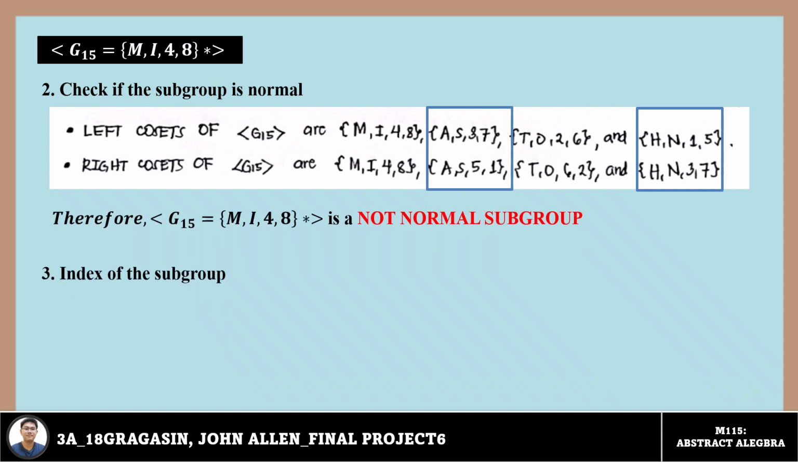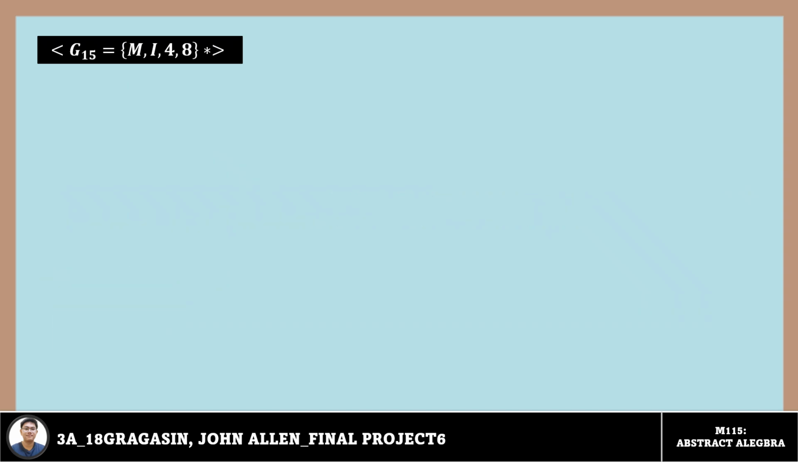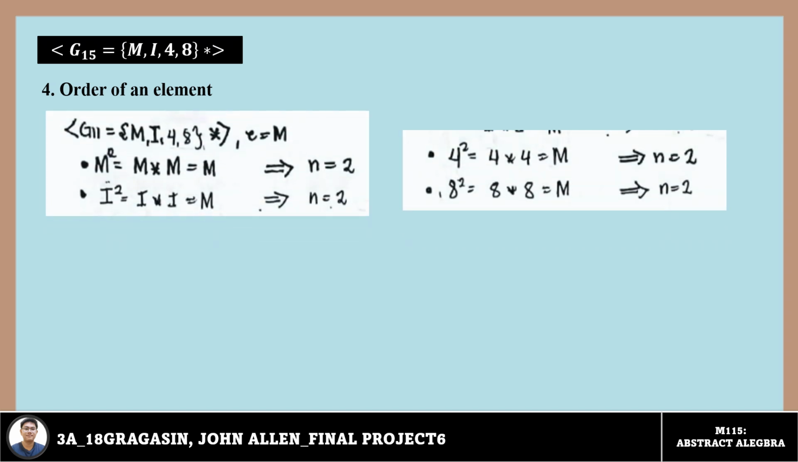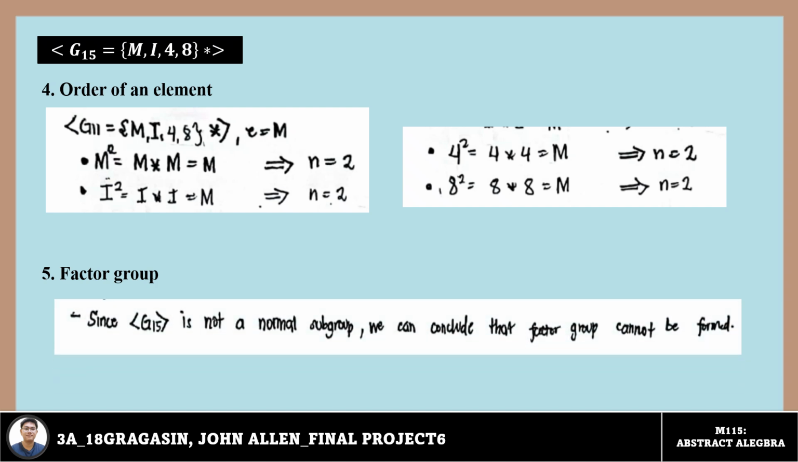And then as you can see here, we have four right cosets, therefore the index of the subgroup is 4. And then for the order of an element, we have this, M is 2, I is 2, 4 is 2, and 8 is 2 as well. And then for our factor group, since a subgroup is not normal, therefore we conclude that factor group cannot be formed.